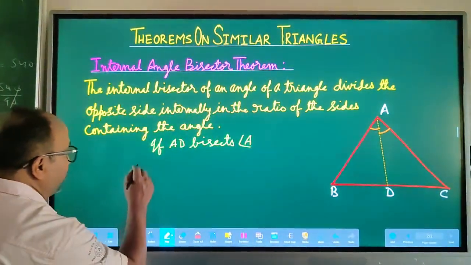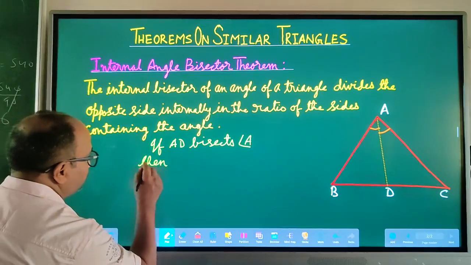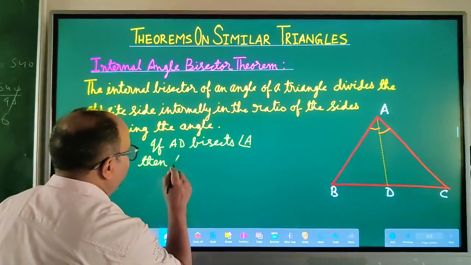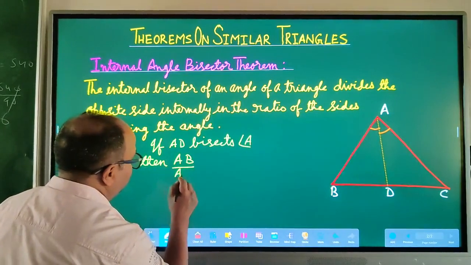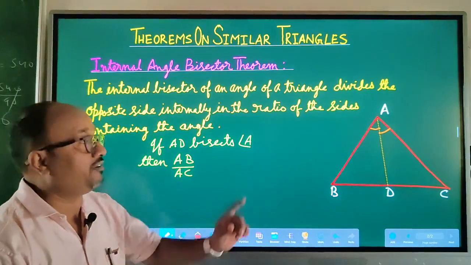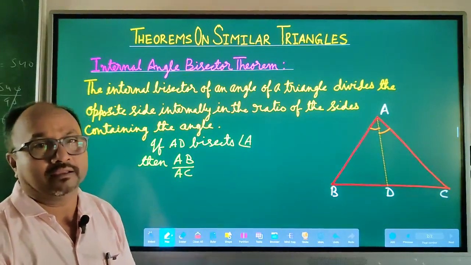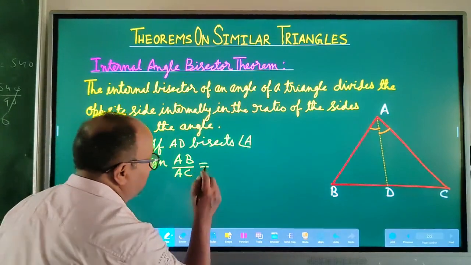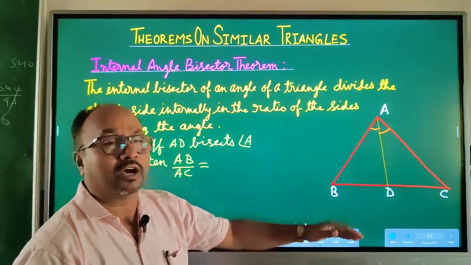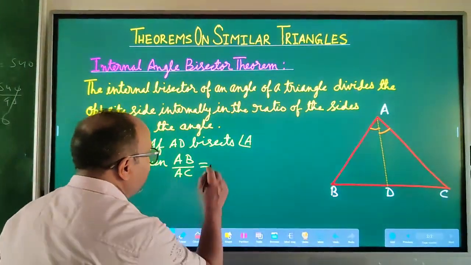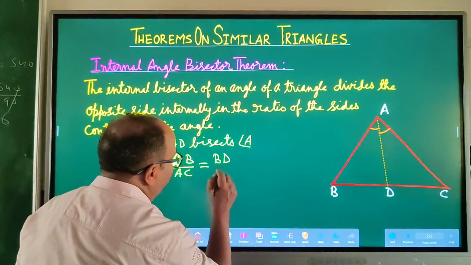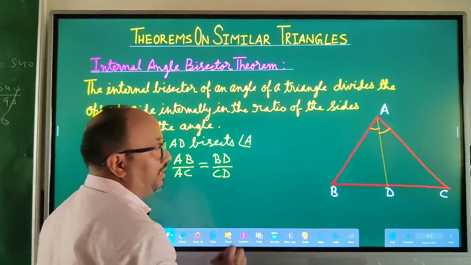So, I write here then, we have AB by AC, that is the ratio of the sides which made up that angle A, that will be equal to the ratio of the opposite side which I am getting as BD and CD. So I will write equal to BD by CD.